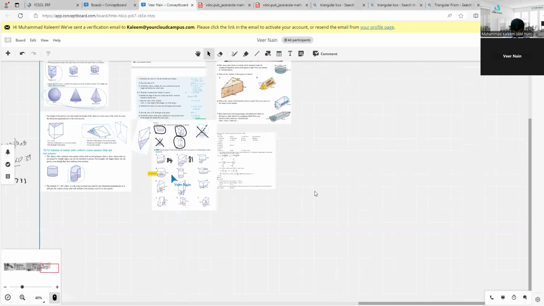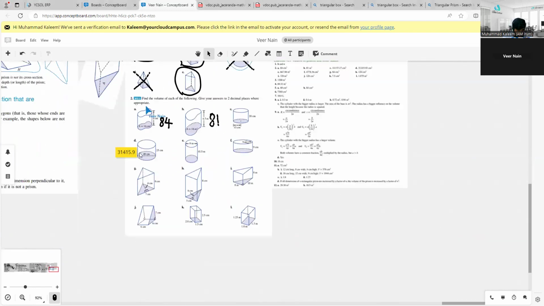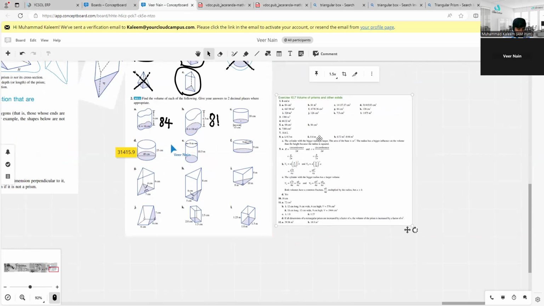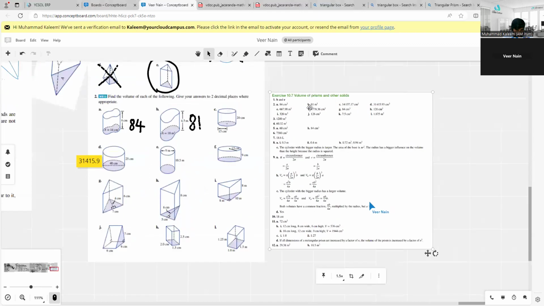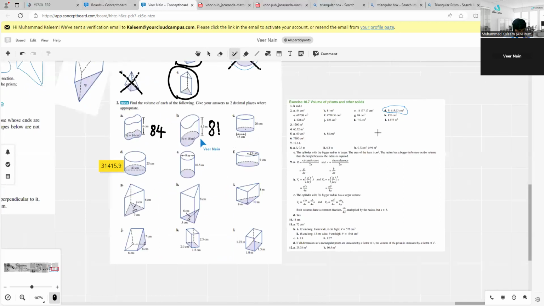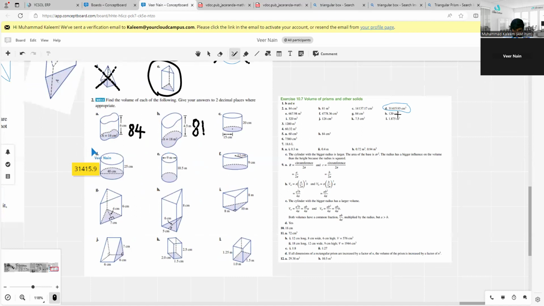Yes, please. This is the answer that I got for this one. Okay, you can verify. I already pasted the answer sheet here on your right side. It's question number two of 10.7, and it's the D part. Yes, that's the right answer, I think. 31,415.93. That's right.